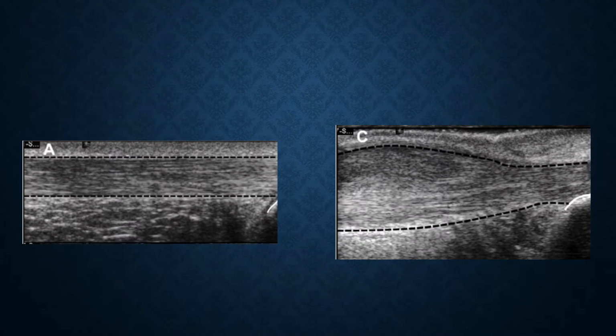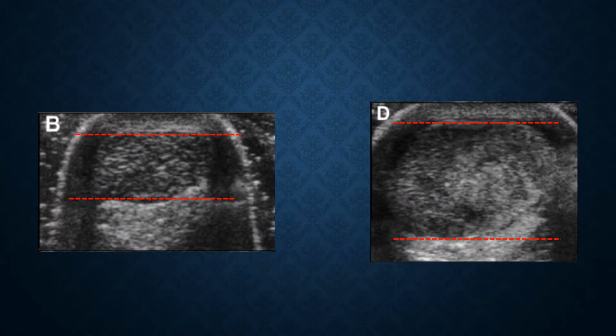Here we can see two longitudinal ultrasound images. The left image labeled A demonstrates a normal Achilles tendon. The right image labeled C shows an increase in the cross-sectional area of the Achilles tendon as well as mild tendinosis along the inferior margin, where we can see how the tendon fibers are no longer organized in a smooth parallel fashion. Here are two transverse images of the Achilles tendon.